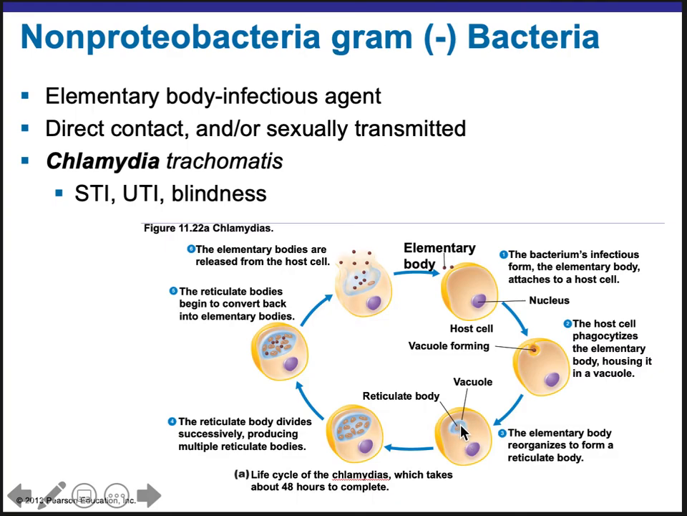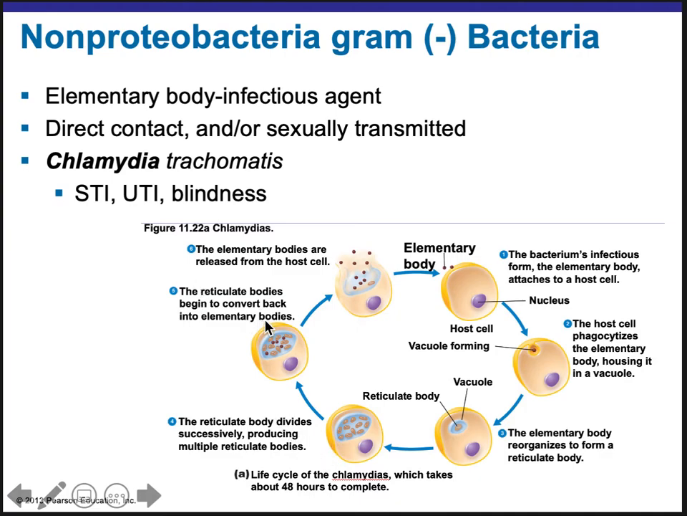It's the form that undergoes cell division, right? It's the vegetative state. And so then you'll get rapid cell division. And so the reticulate body divides successively, producing multiple reticulate bodies, right? So you get lots and lots of division. And so this, at this point, is about 48 hours into the life cycle.